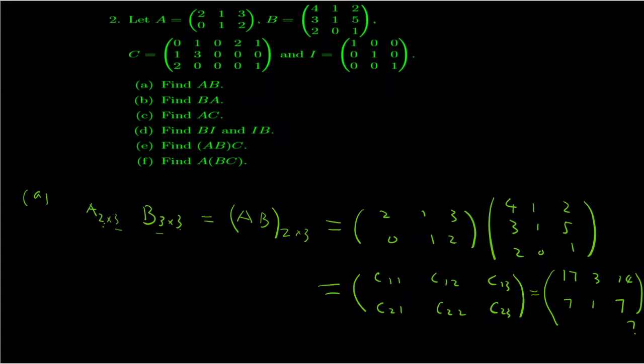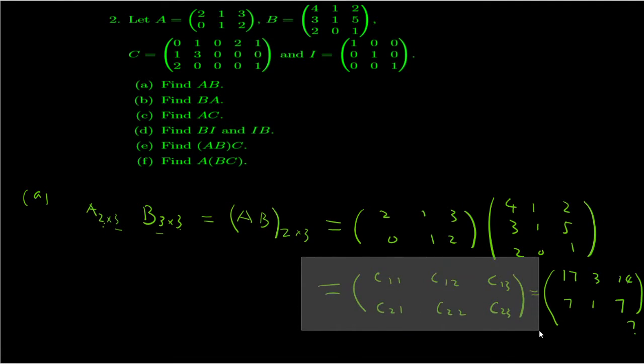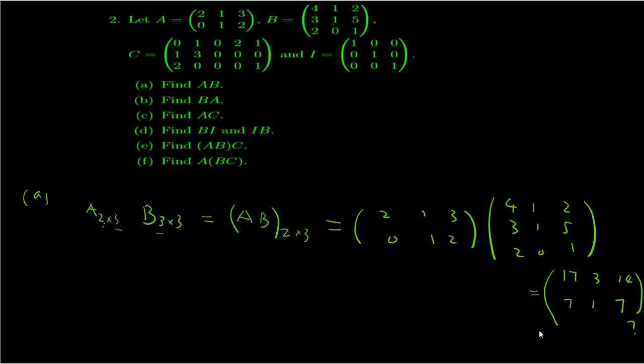In the future, if you really know what's going on, you do not have to write C11, C12, and so on. It's permissible to go from here to here as long as you really know what's going on. But in any case, you need to answer three questions: is the product defined, and what is the size of the product? You have to answer the questions anyway, and then you can get the final answer.